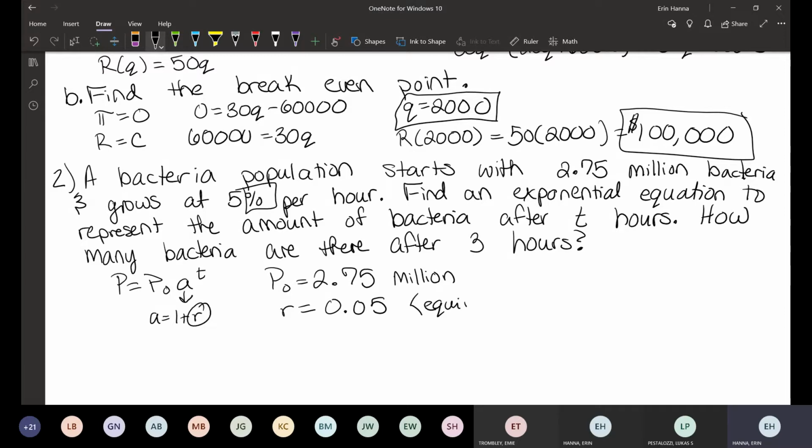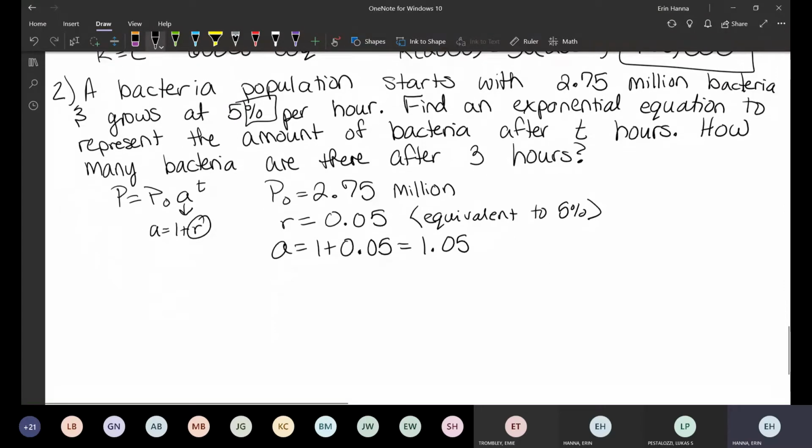That's equivalent to 5%, just to clarify. So that means our a value is 1 plus this 0.05, so 1.05. Now we have the two pieces of the equation we need. We just write the equation. So the equation I'm looking for is 2.75 times 1.05 to the t. Questions, concerns about that before I finish it? Because technically I haven't answered the last bit of the problem.